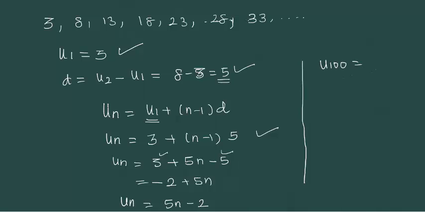In case you have to find the 100th term, you substitute n is 100. So it is 5 times 100 minus 2, which is 500 minus 2, is 498. To find the 100th term in the sequence, you cannot keep adding until you get the 100th term. So the nth term formula will help you identify the term you need.